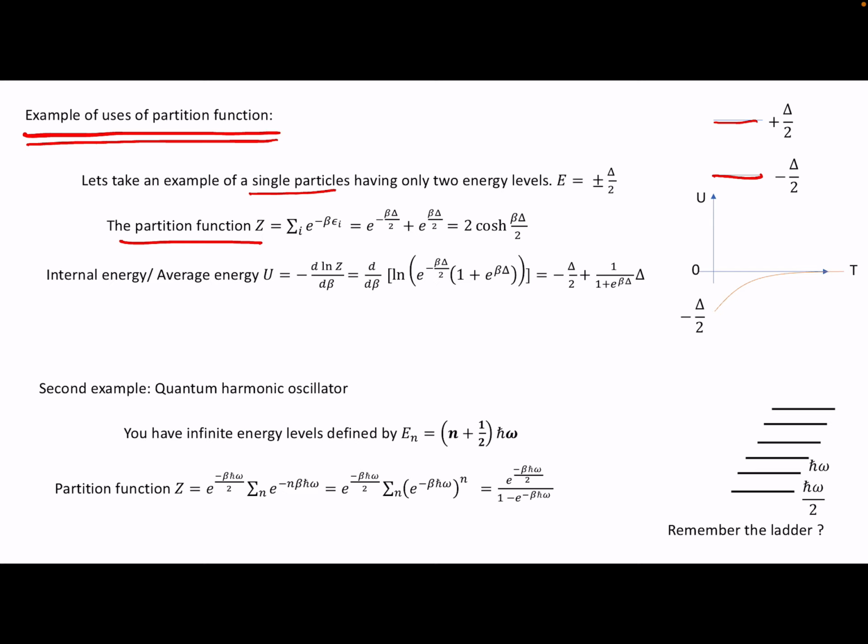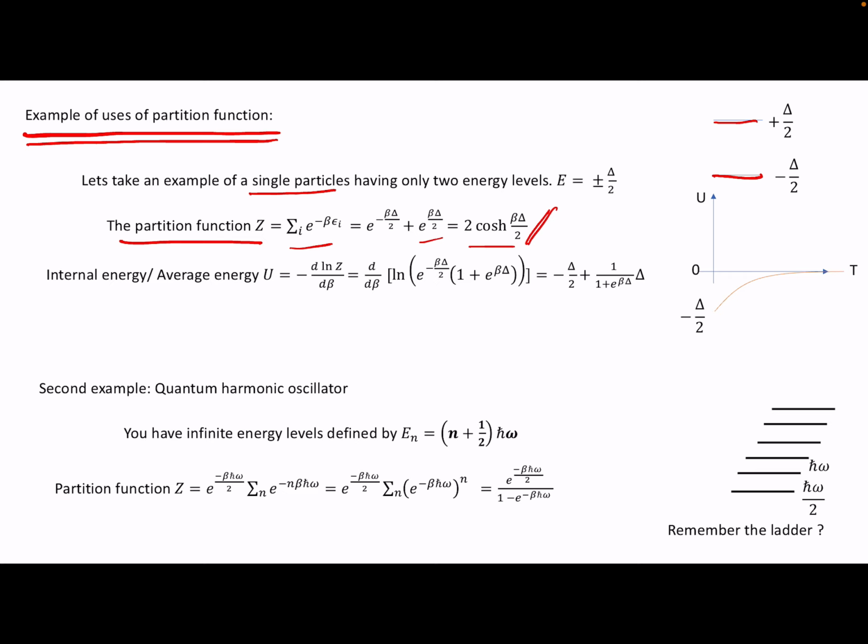It is the summation over all the energy states of e power minus beta Ei, right? And the energies Ei are plus delta by 2 and minus delta by 2. If I do this summation, it is written as e power minus beta delta by 2 plus e power plus beta delta by 2. The summation of these two will give you a cosh. This is the partition function.